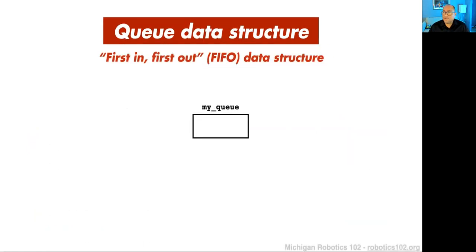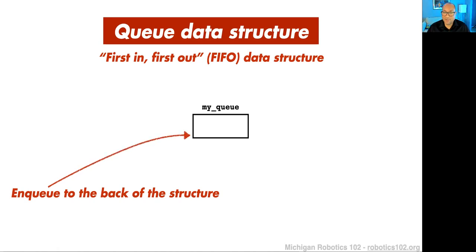So our queue data structure is a first in, first out data structure. That means when you put things into the queue, the first element that is put on first will be the first one that we can retrieve from the data structure. This is different than other data structures. There's another data structure called the stack, which is last in, first out. So the last element you put in will be the first one you take out. But let me talk about the queue.